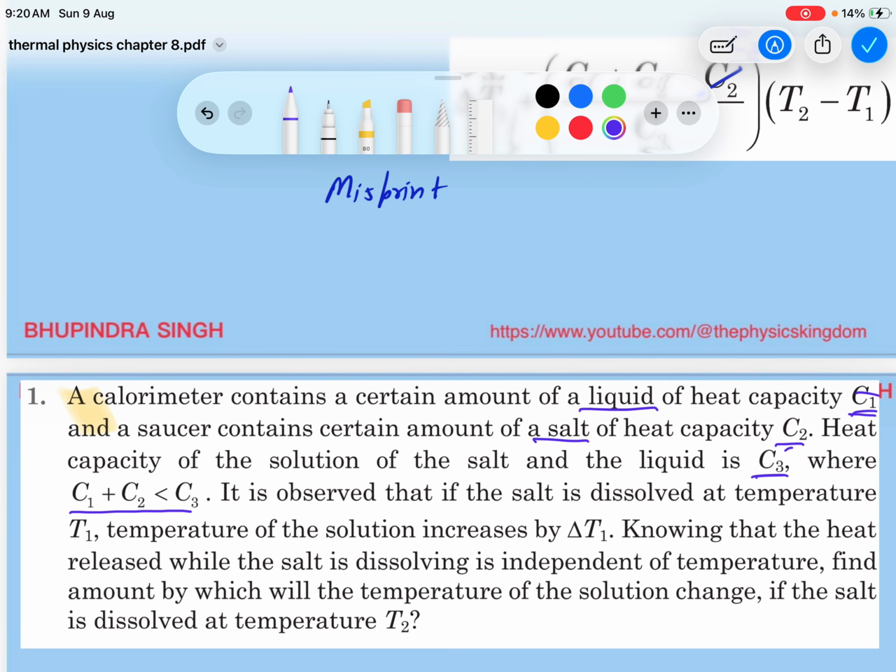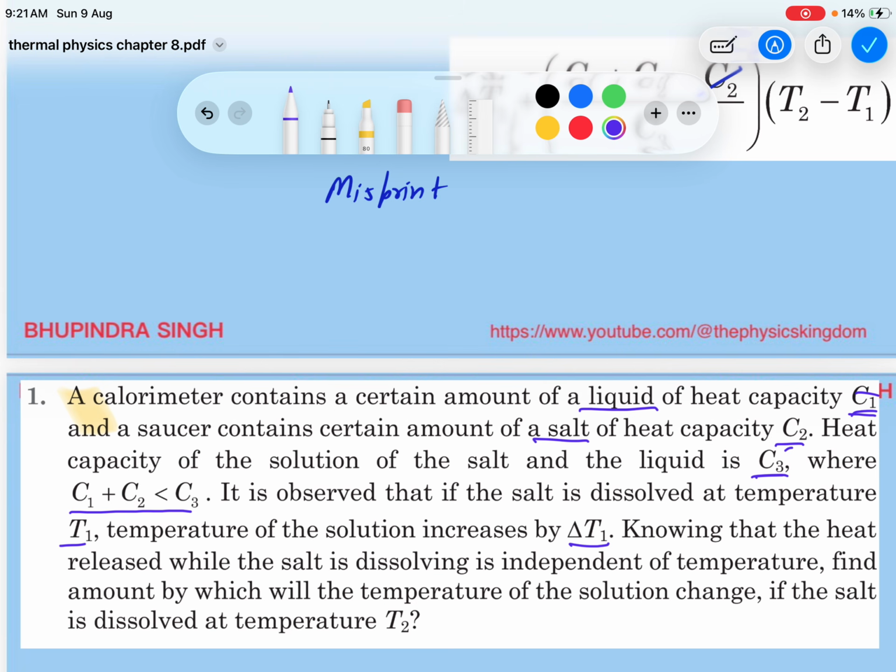It is observed that if the salt is dissolved at temperature T1, the temperature of the solution increases by delta T1. So what they are saying is, if they are mixing liquid and salt, they are forming a solution, and the temperature of the solution is increasing, right? So now what can be the reason behind it? The reason is basically very simple. If you are adding any two substances, some reaction is going on, then there can be some energy released. If that released energy is consumed by the solution, then obviously its temperature can rise, right? So that can be the reason.